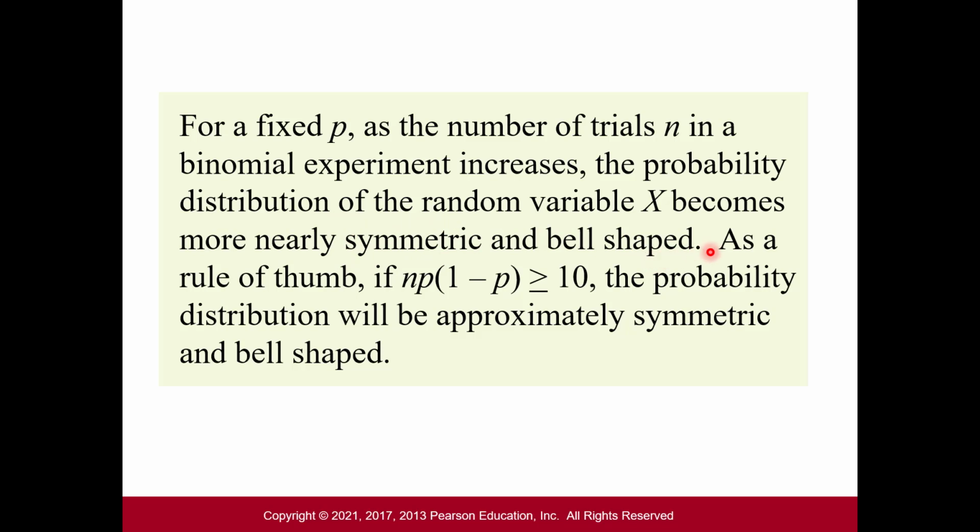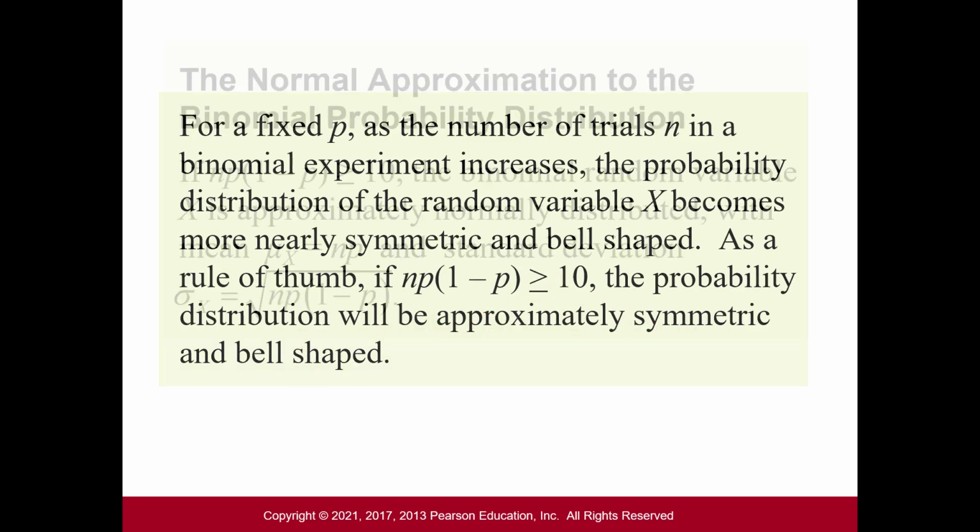As a rule of thumb, if we compute n, the number of trials, times p, our probability of success, times the probability of failure, which is 1 minus p, and that number is greater than or equal to 10, then we say that the probability distribution will be approximately symmetric and bell-shaped.